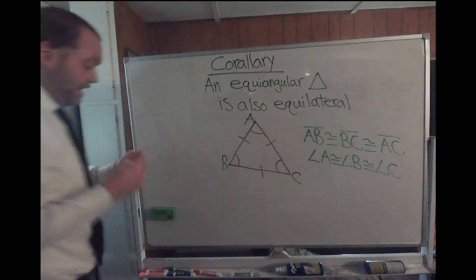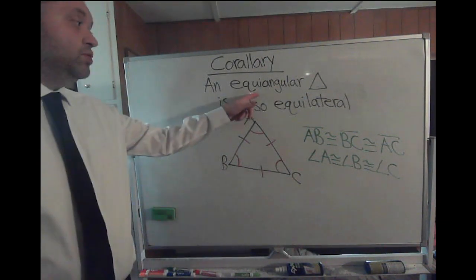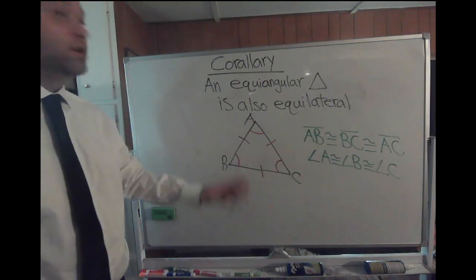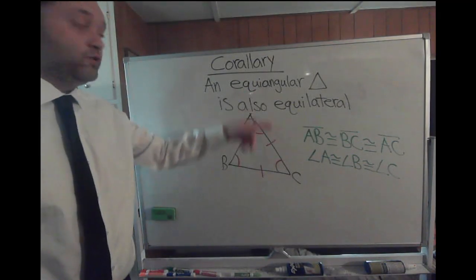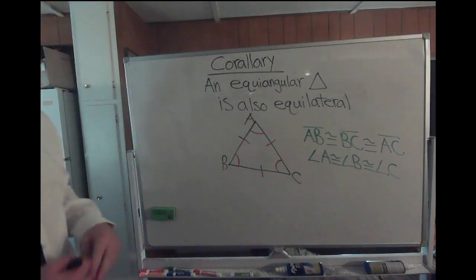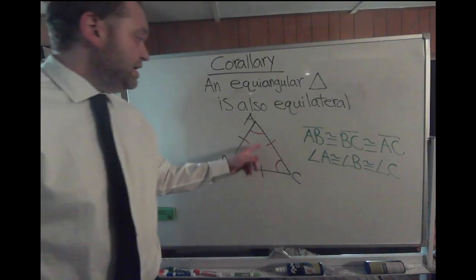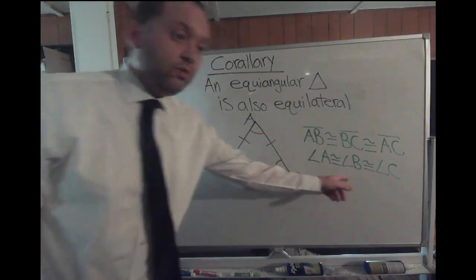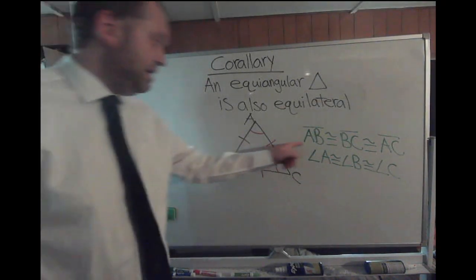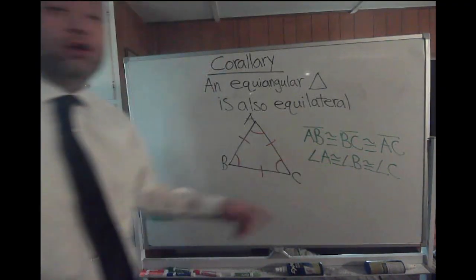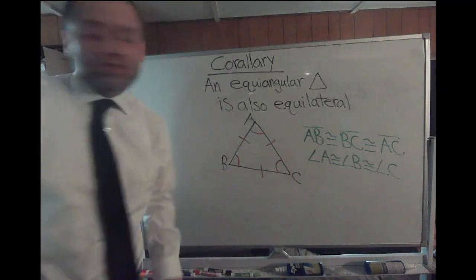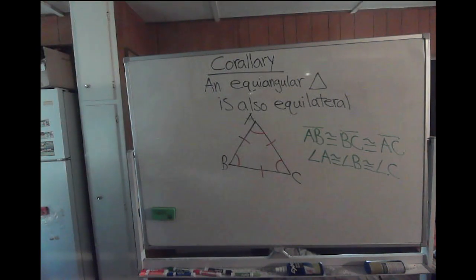So first we had that an equilateral triangle is also equiangular. Now we have an equiangular triangle is also equilateral. So the same things here. If angles A, B, and C are congruent to each other, then that means sides AB, BC, and AC are all congruent to each other. So those are some pretty simple corollaries.